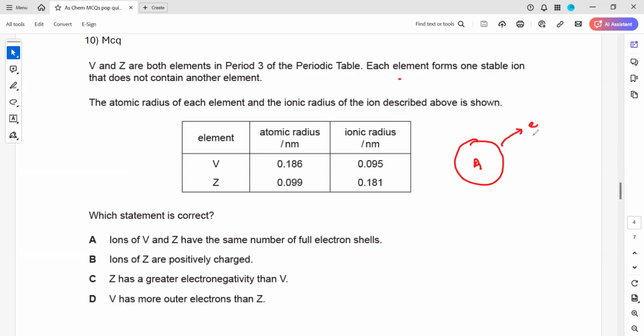If an atom loses electrons, it will form a positive ion, and the size of a positive ion is always smaller. Why? Because the number of protons is more than the number of electrons, so the attraction increases, and when the attraction increases, the size decreases. And if an atom gains electrons, what will happen? There are more electrons than protons, so the attraction on each electron will decrease. Each electron experiences a weaker attraction, so the size will increase.